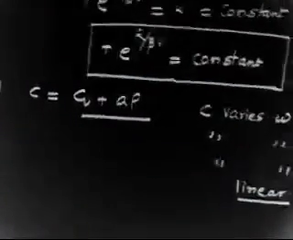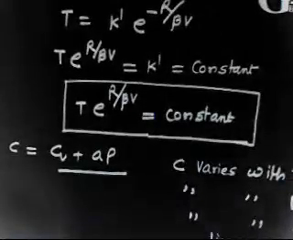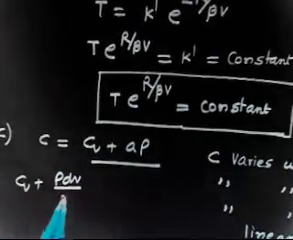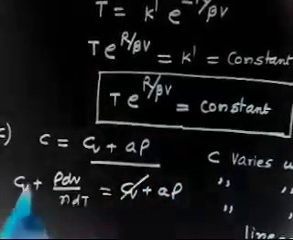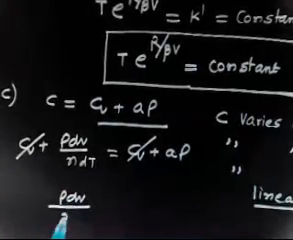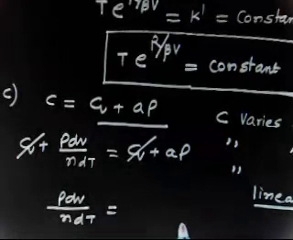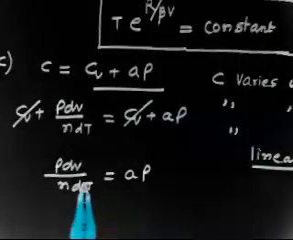Okay, let us discuss. So you see we have calculated C. C is given by Cv plus PdV by n dT. So I will use that fact. C is given by Cv plus PdV by n dT, and I will equate this with Cv plus AP. So Cv goes out, and now this time I want to integrate, and dT equals AP. Is this AP or alpha P? Let me check. This is AP. AP. Now I want to integrate.